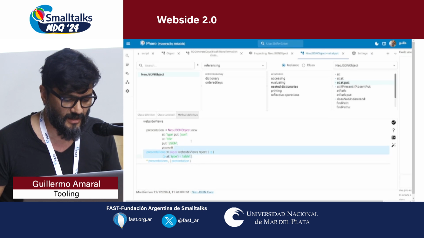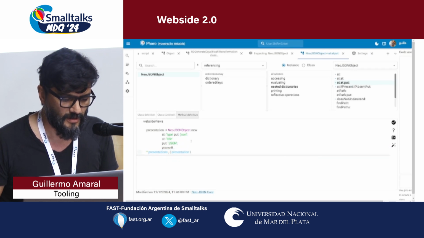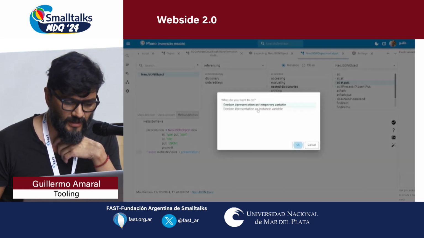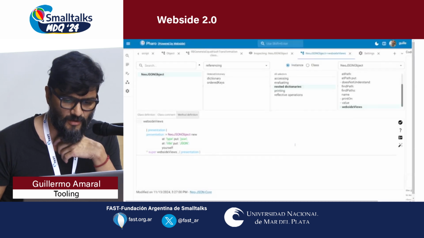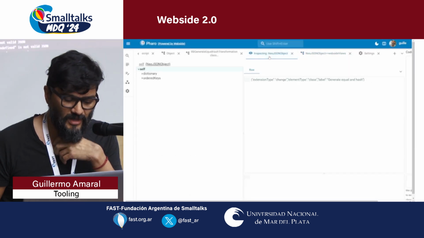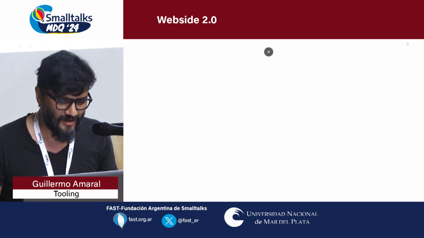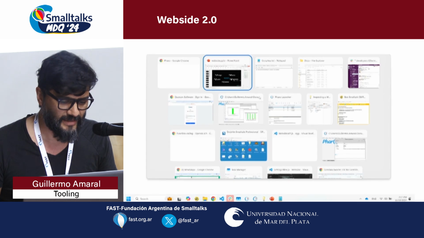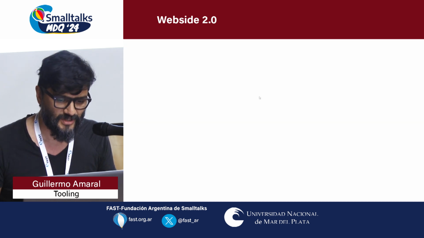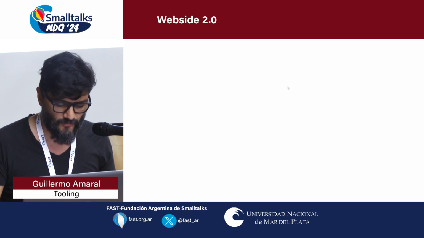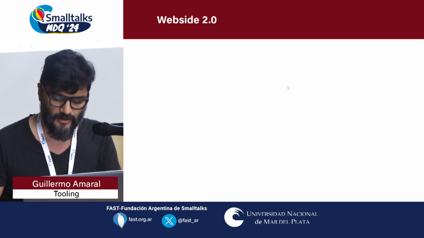So let's take website views and this presentation and temporary variables. Okay, so let's see now our object. If I click, well, fail. I meant to fail. But the point is that at that point we were expecting to see the JSON view of this thing.